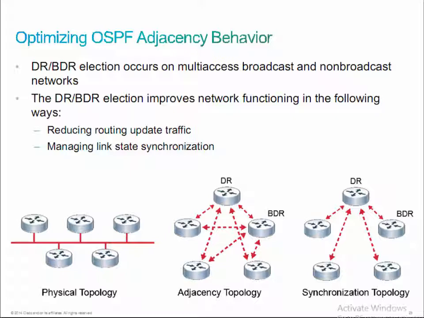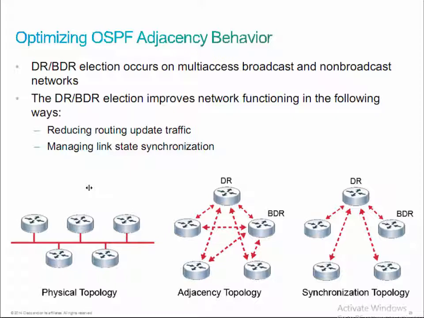This election process occurs on multi-access networks, specifically things like a broadcast network, like an Ethernet network, or even a multi-access non-broadcast network, like an NBMA network, like Frame Relay. All right. Essentially what you have, and probably the physical topology on the left here is probably the easiest one to understand, is you've got a bunch of routers that share a common subnet. They're in a common broadcast domain.